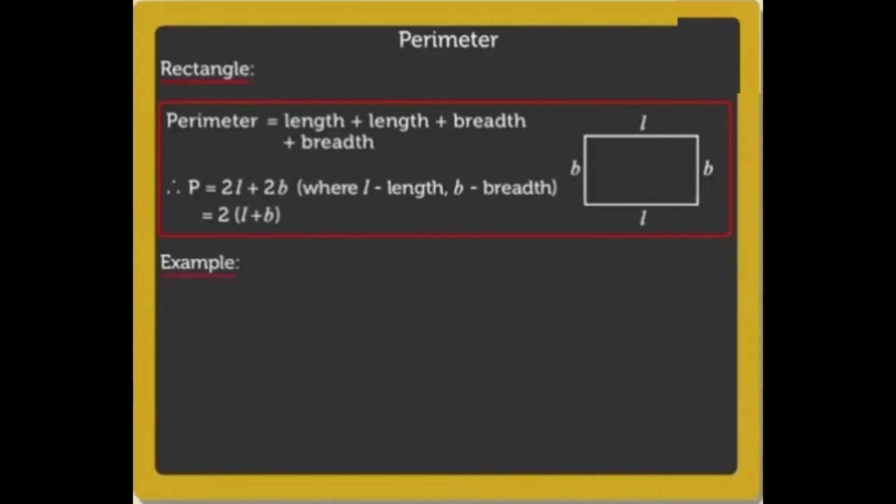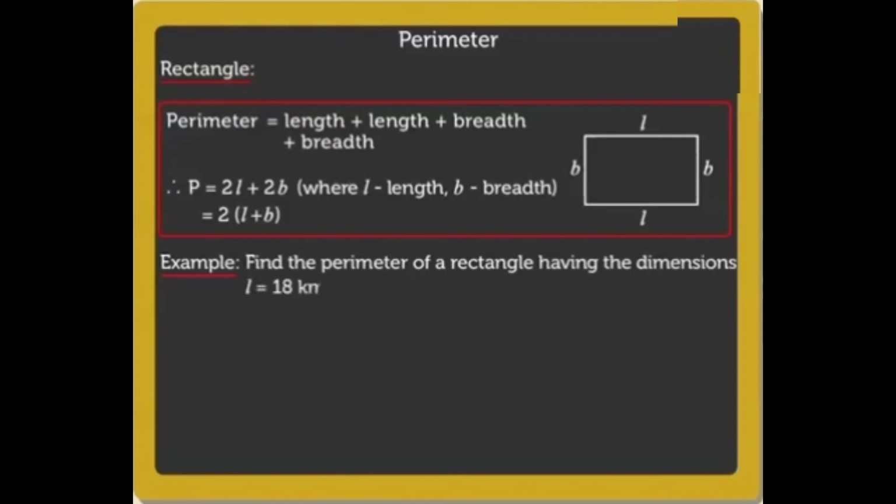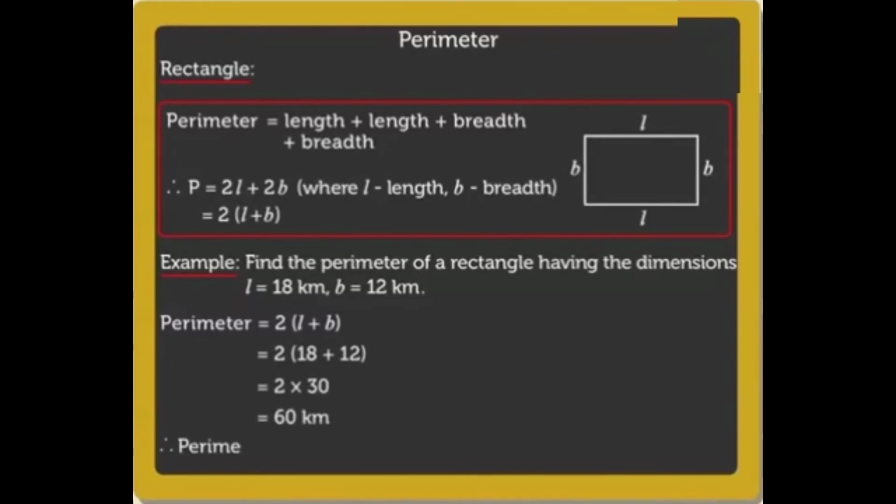Now, let's find the perimeter of a rectangle having the dimensions L is equal to 18 km and B is equal to 12 km. Using the formula, perimeter of the rectangle is equal to 2 into L plus B, which is equal to 2 into 18 plus 12, which is equal to 2 into 30, which is equal to 60 km. Thus, the perimeter of the rectangle is equal to 60 km.